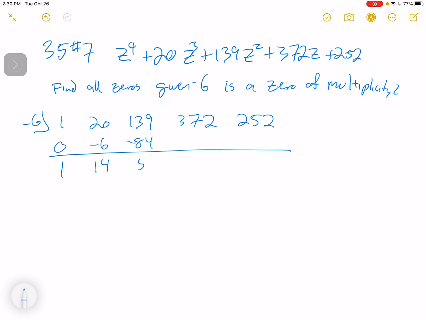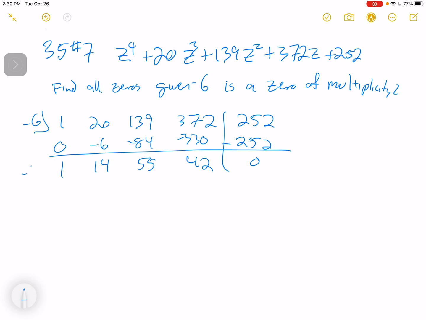Add that down, you get 55. Negative 6 times 55 is negative 330. Add that down, you get a 42. Negative 6 times 42 is negative 252. That adds down to be a 0. So there's one of our zeros. We just verified it's a 0.